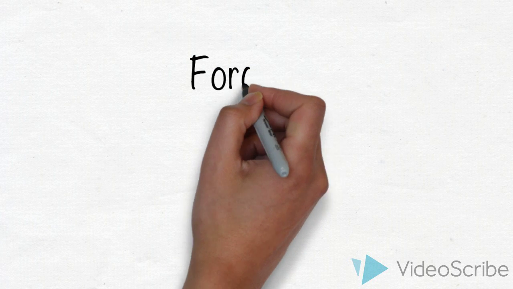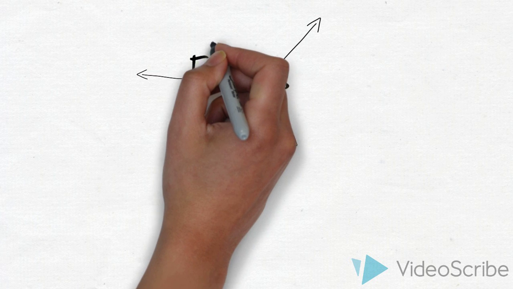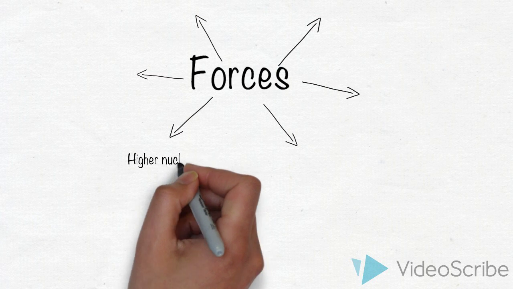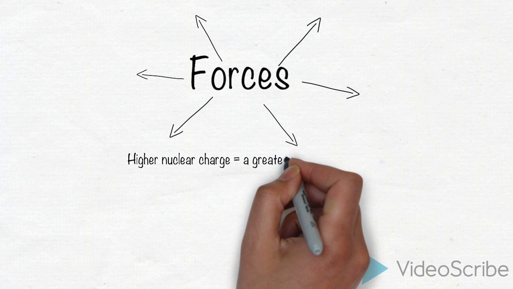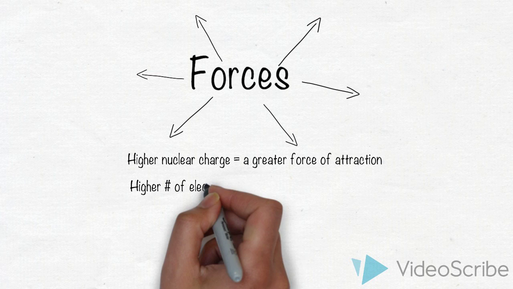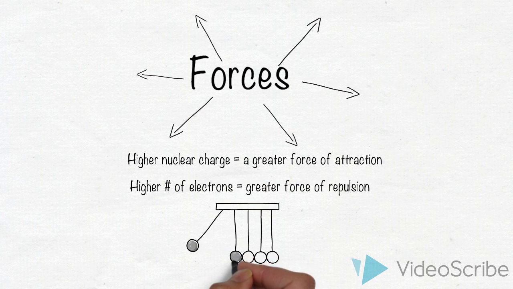Now back to the main question. So why are positive ions smaller than their parent atoms, or atoms that do not have a charge? Well, the answer to this question brings us back to the concept of forces. Forces of attraction and repulsion play a crucial part in the size of an ion. A higher nuclear charge would result in a greater force of attraction between electrons and the nucleus. A higher number of electrons would result in a greater force of repulsion between these negatively charged particles.